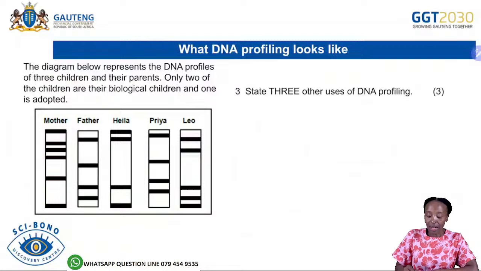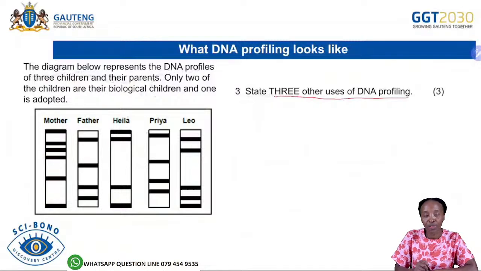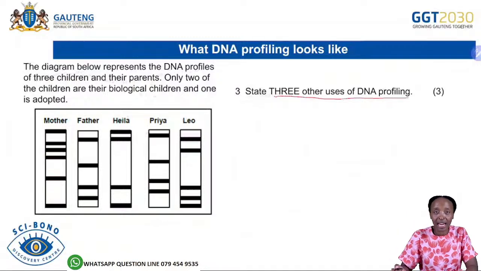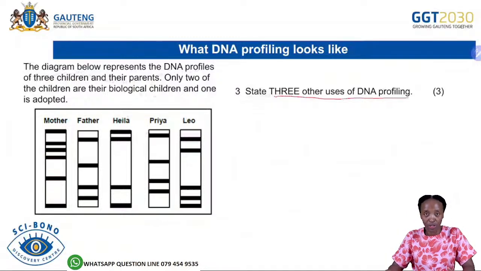And then here it's still the same question which you're going to do together. The diagram below represents again the DNA profile of 3 children. So it's a continuation of the first part. Here it says state 3 other uses of DNA profiling. So here what we were looking at was paternity testing, who the children belong to, or who is the mother and who is the father. So that was paternity testing. But what are the other uses of DNA profiling? I did state when I started that it is also used in identifying the crime suspect during investigations.